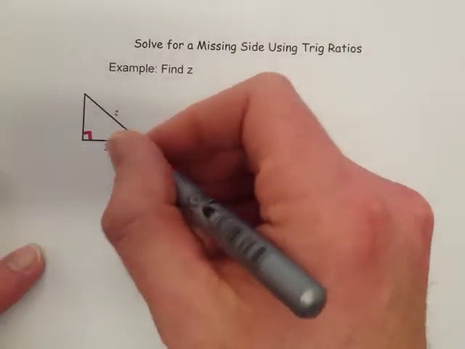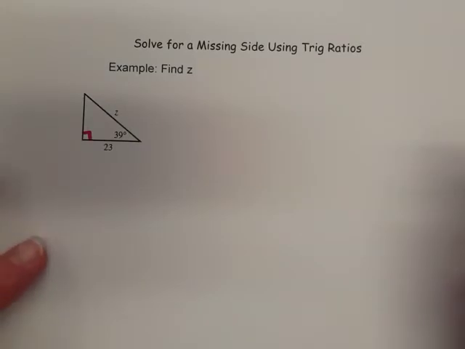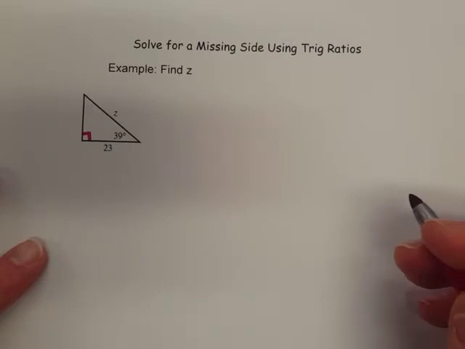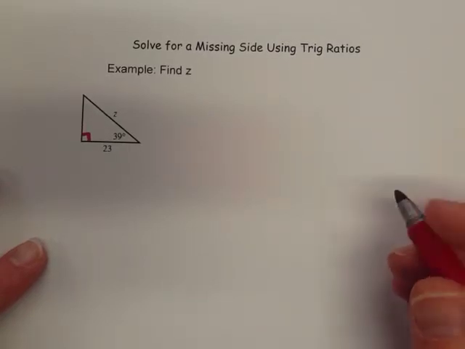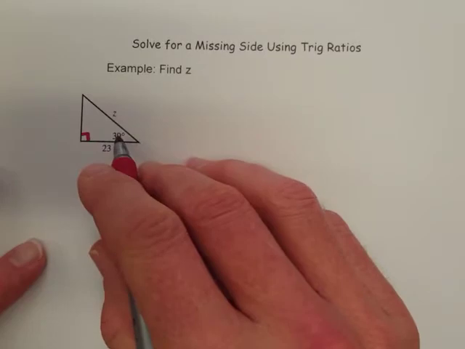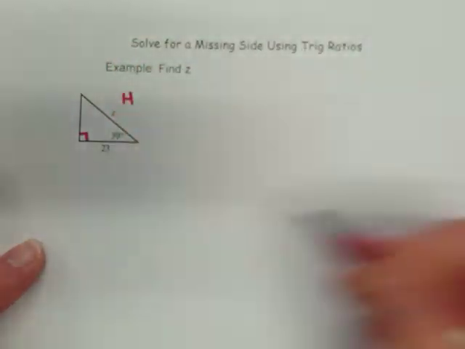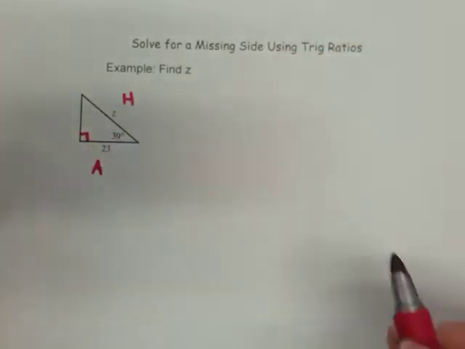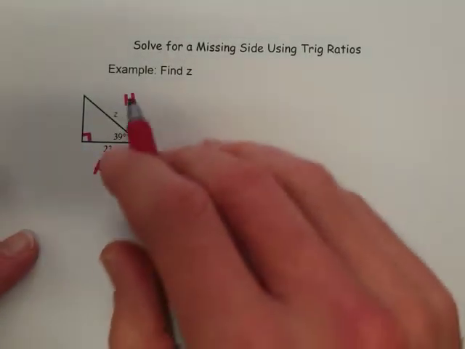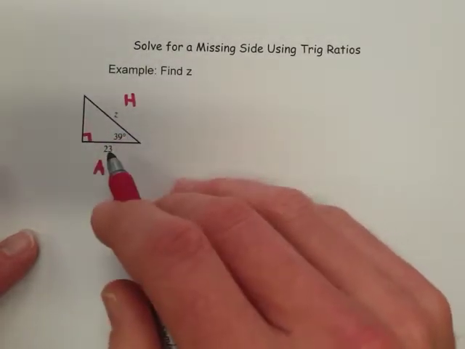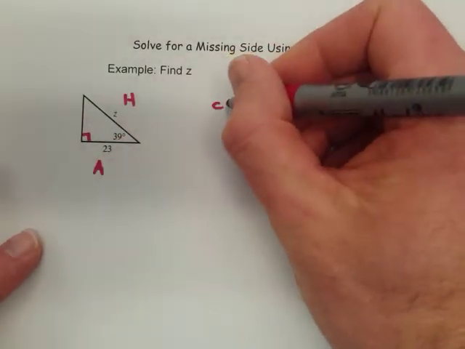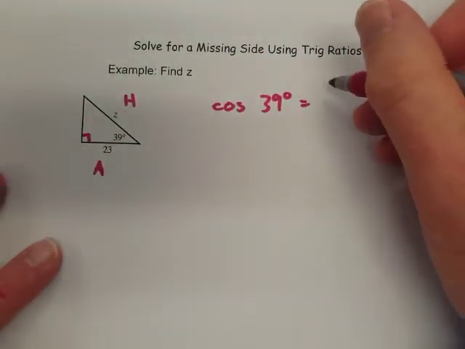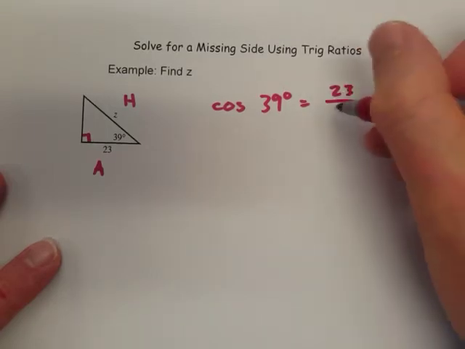But you'll notice that the 39 degrees is our reference angle in this case, and we've got 23 and z. One thing I like to do just at the start here is make sure we know which sides we're dealing with. So in relation to the 39, z is going to be the hypotenuse, and 23 is going to be the adjacent. So if we're thinking SOHCAHTOA, that means cosine is adjacent over hypotenuse. So to set it up, we're going to say cosine of 39 degrees equals 23 over z.